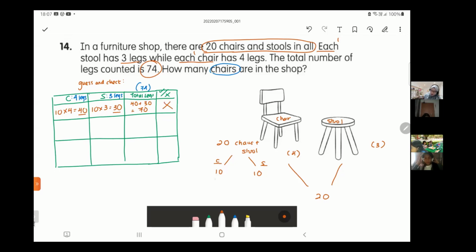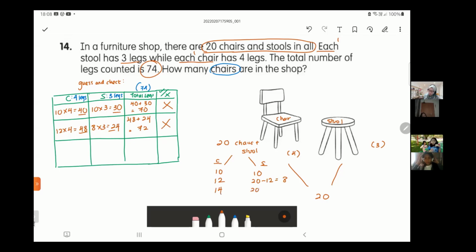So let's say now I increase the chairs to 12. If this is 12, then the stools will be 20 minus 12, which gives 8 stools. So 12 here and 8 here, times 4 and times 3, equals 48 and 24. Then you add it up. 48 plus 24 equals 72. Is it 74? Not yet. Close enough.